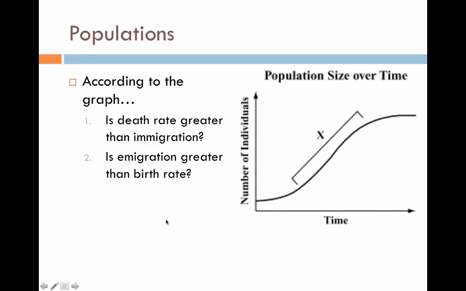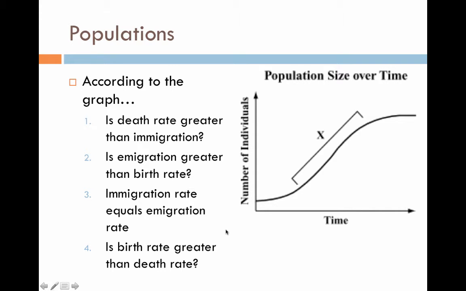Is the emigration rate greater than the birth rate? So we're saying, are more organisms leaving than are being born? If more are leaving the population than are being born, the population size should decrease. That's not what the graph shows, therefore number 2 is wrong. 3. Is the immigration rate equal to the emigration rate? Meaning, those that are coming into a population equals those that are leaving a population. Well, if that's the only two variables we have, it would mean that the population stayed the same if those that came in equaled those that left. The population here is not staying the same, it's increasing. So number 3 is wrong.